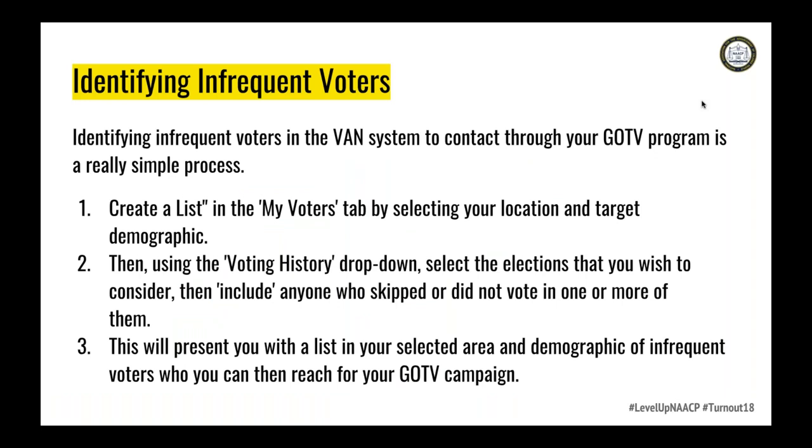So identifying infrequent voters in the VAN system allows us to contact folks through our GOTV program. And it's actually really, really simple. What it entails is creating a list in your My Voters tab and setting the location. Essentially, it's looking at the location and the target demographic, and creating a list of folks in that area. You can look at people's voting history. You can begin to see different voting trends and how folks have voted in the past or how folks have not shown up in the past.